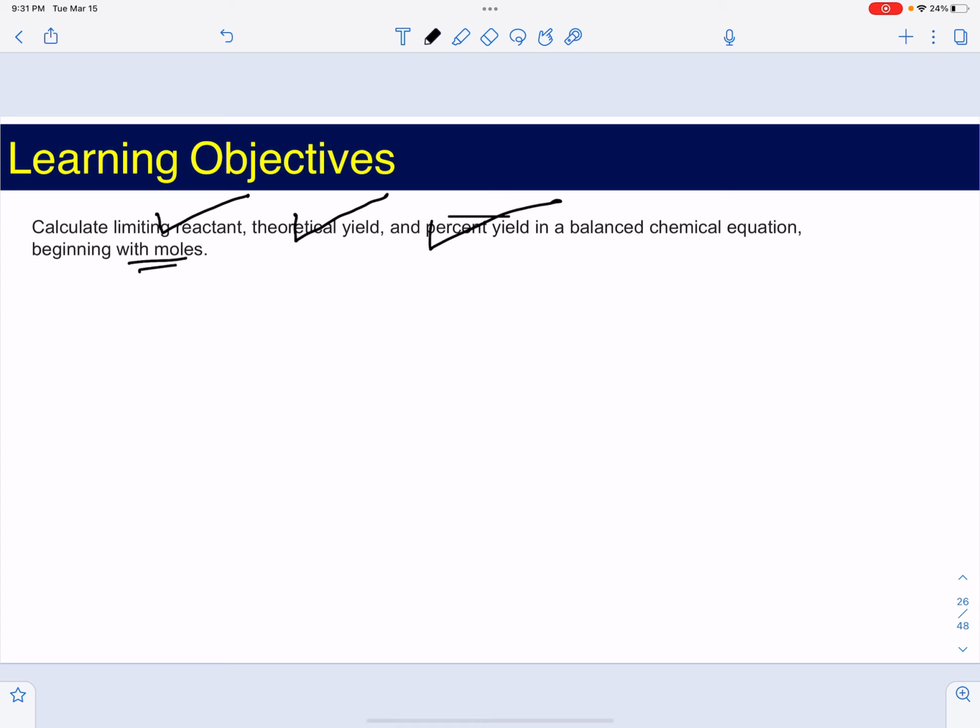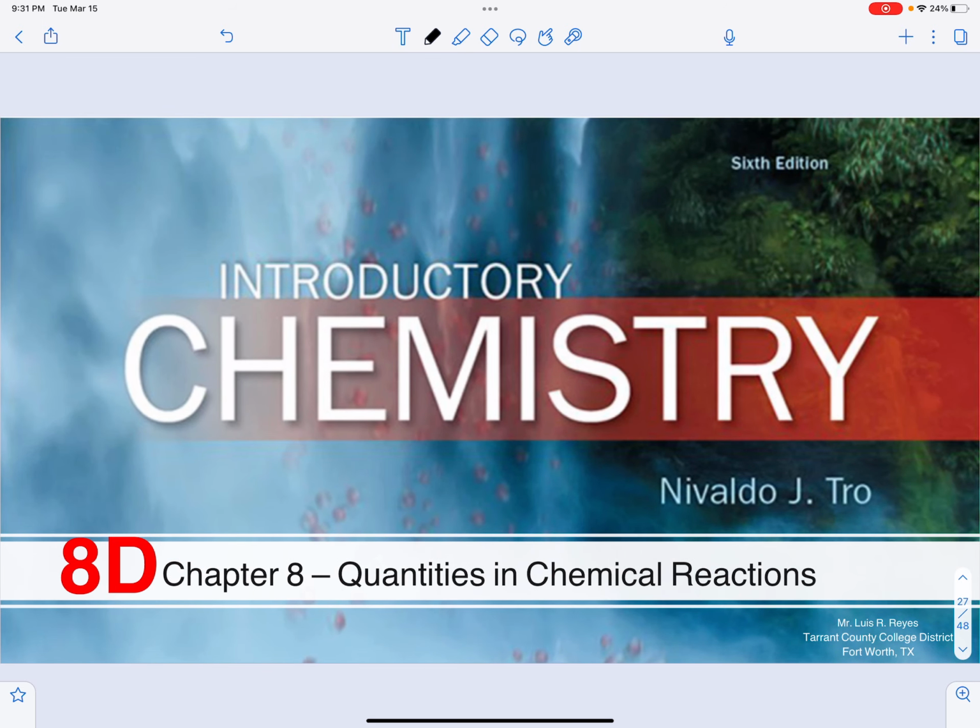And we did that only with moles. So if we had to do it with grams, we just convert the grams to moles, which is what we're going to do in the next part. So when we come back, we're going to do exactly the same thing: find the limiting reactant, find the theoretical yield, find the percent yield, but we're going to begin and end with mass. So we're going to do it with grams.